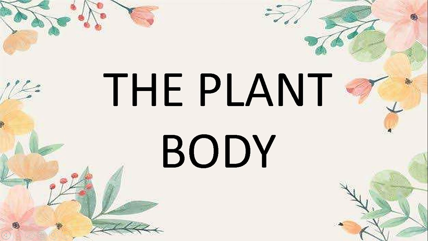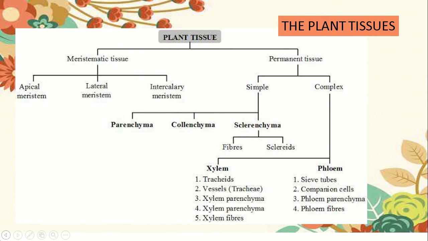First off, we have to tackle the plant body. So what are under the plant body? First is the plant tissues. Plant tissues have two general types, the meristematic tissues and the permanent tissue. Under the meristematic tissue, we have the apical, which is located at the tips of stems and roots, which enable a plant to extend in length.